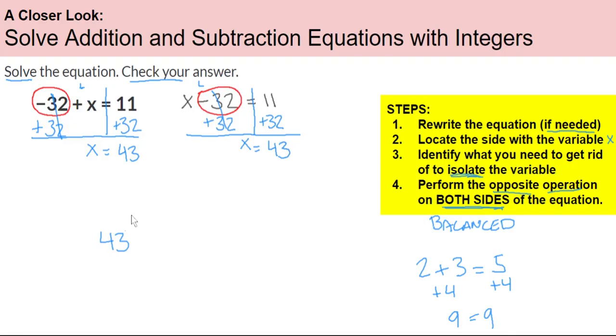So it's like saying, if x is 43, I'm going to subtract 32. And let's see if that's correct. 3 minus 2 is 1. 4 minus 3 is 1. I get 11. That's what I wanted. So x equals 43. That is correct. All right, let's try another one.